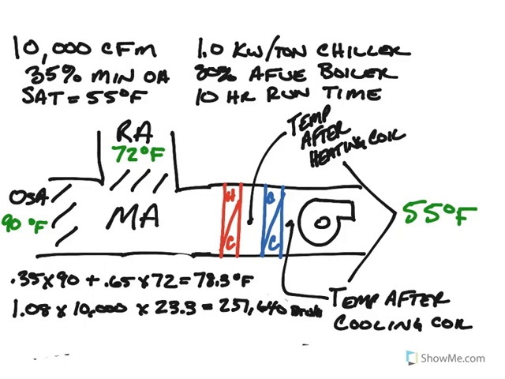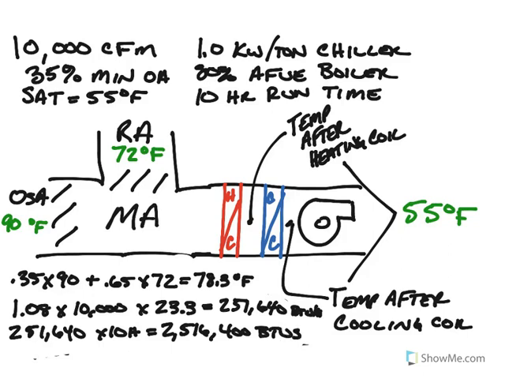So we take that number, 251,640, times 10 hours, which gives us 2,516,400 BTUs. Okay, so now that we have that number, we need to convert it to figure out how much cooling is being done. So there's no heating that's going to be done. Now we're looking at cooling. So we want to take this number and turn it into tons, because we know it's 1 kW per ton. So if we can turn this into ton hours, we can figure out how many kilowatt hours. So we're going to divide this by 12,000, which is the conversion between BTUs to ton hours, and that comes up with 209.7 ton hours.